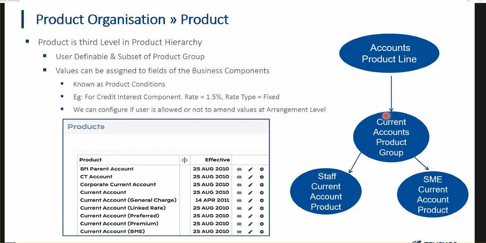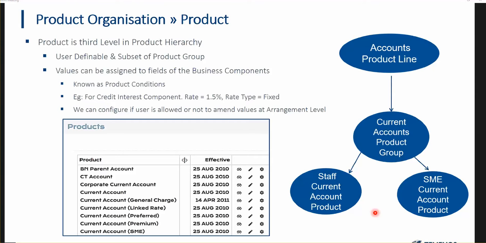Because remember, I could have called this a savings account, or whatever type of account, an investment account. Can you see? So at this level, T24 doesn't actually know what type of product this is. So there's no restriction to put whatever I want, as long as I have all the mandatory components. But the values, like the rate, what the charge amount is, and so on, can only be specified at this level in the product, using product conditions.